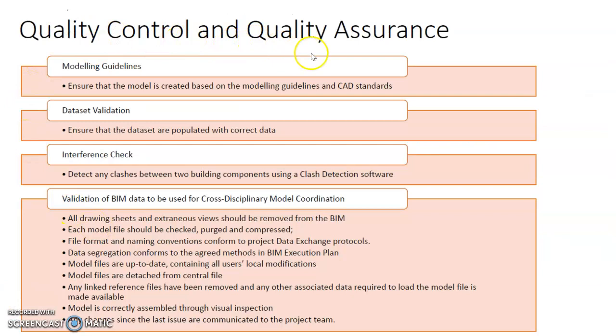Quality control and quality assurance is important. So in the Singapore BIM guide, they also set aside the guidance on what to do in terms of the modeling guidelines, the data set validation, interference check, or validation of the BIM data to be used for cross-disciplinary model coordination.